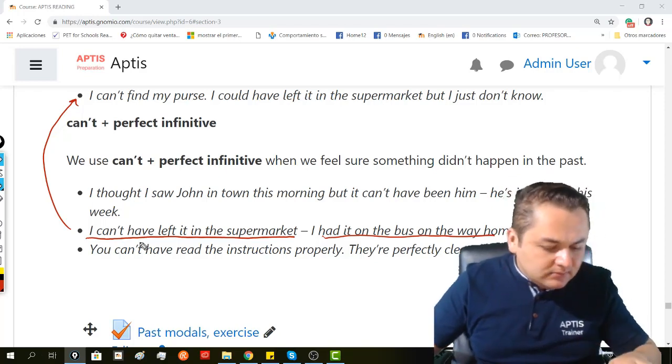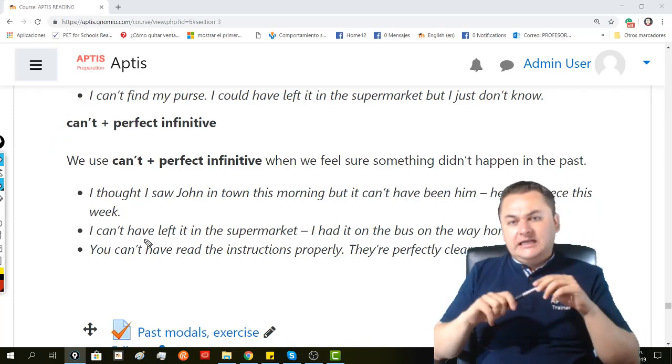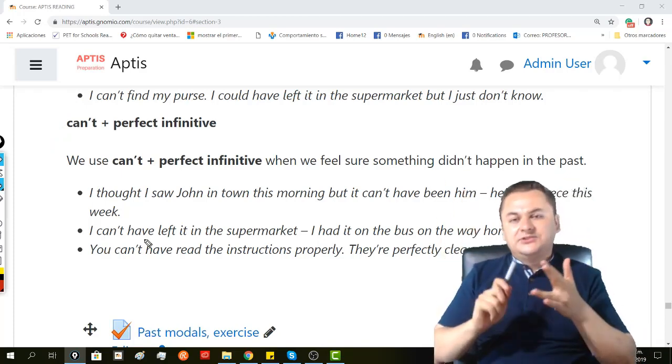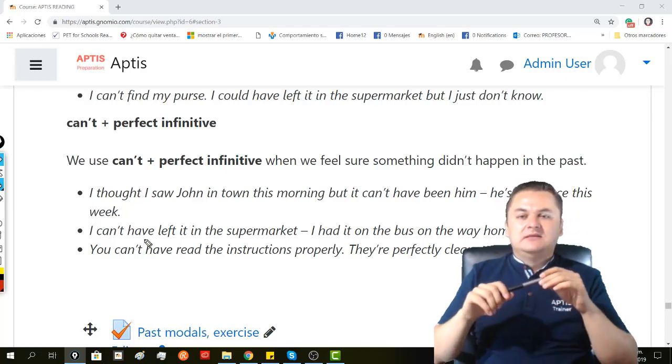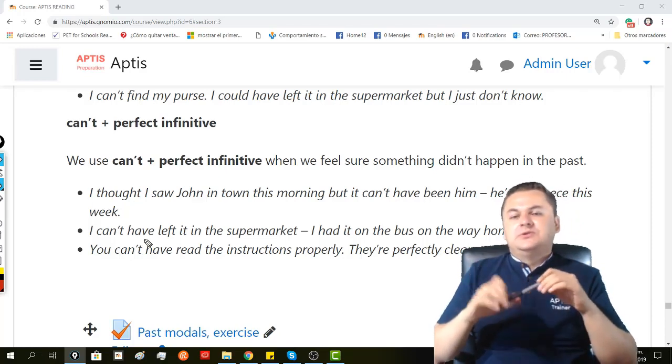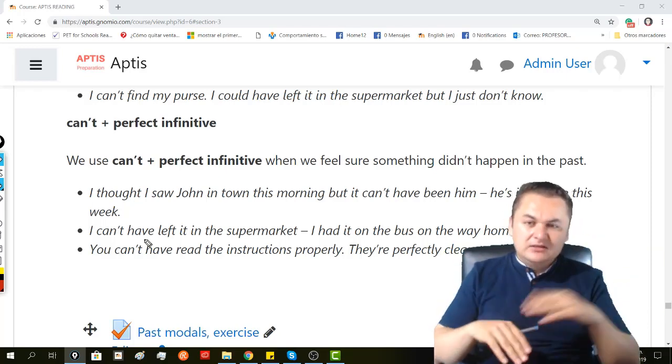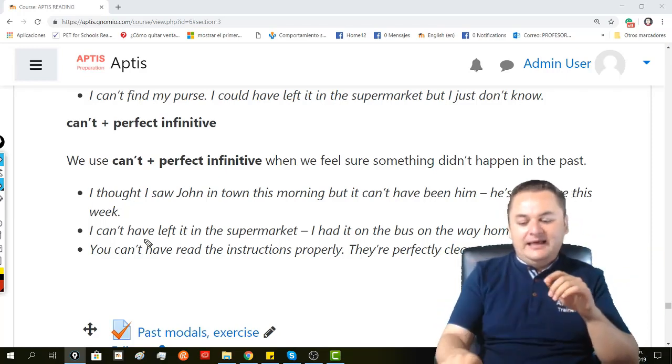And we just want to remember the levels of certainty: must have, can't have, should have, could have. This is all you need to know. Make sure what's certain, make sure what's uncertain, and then apply it in your exam.